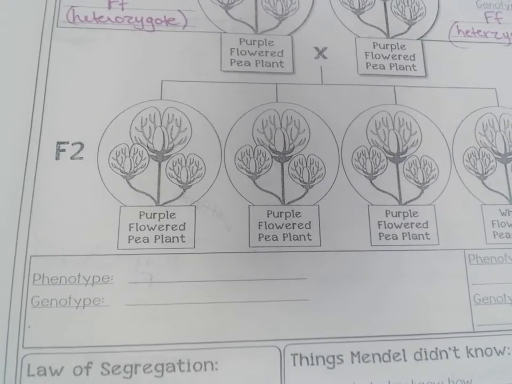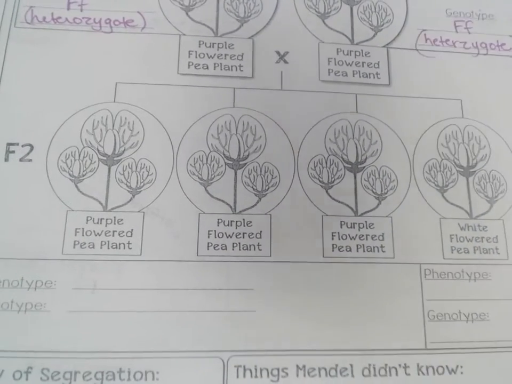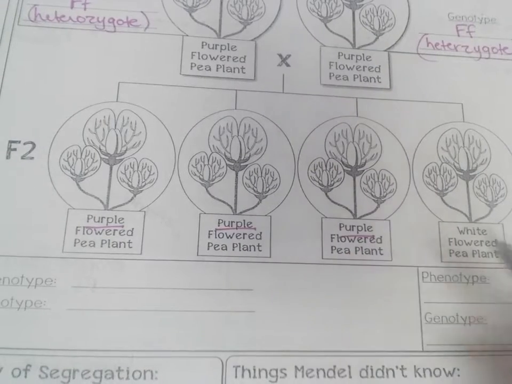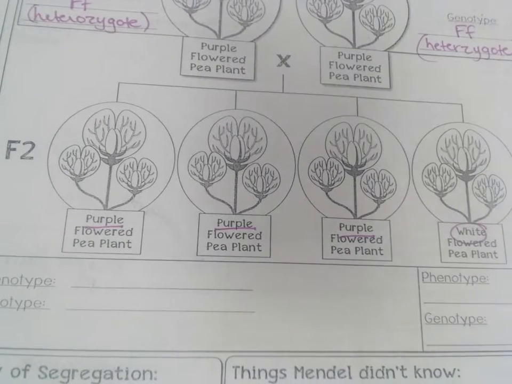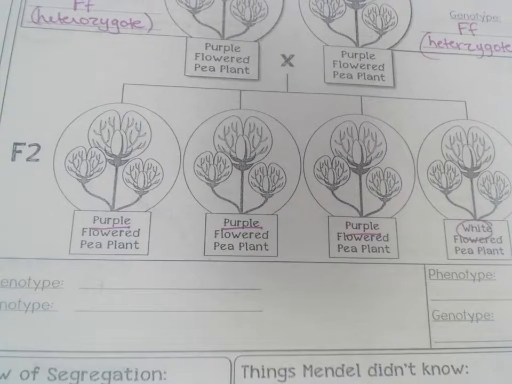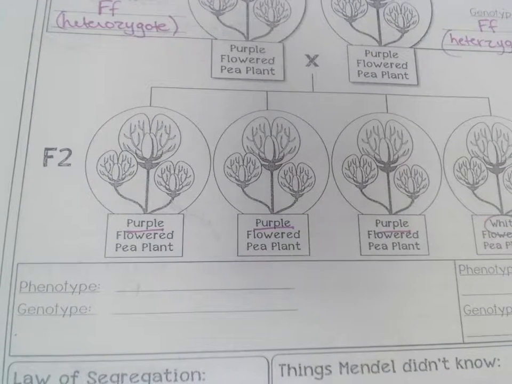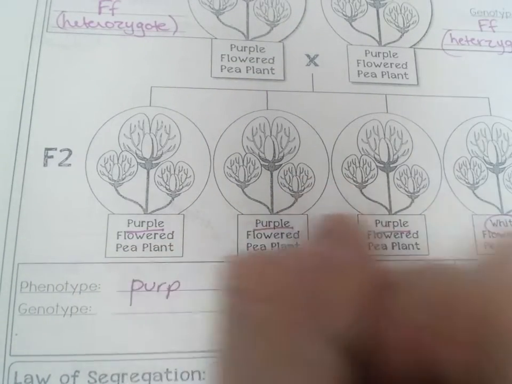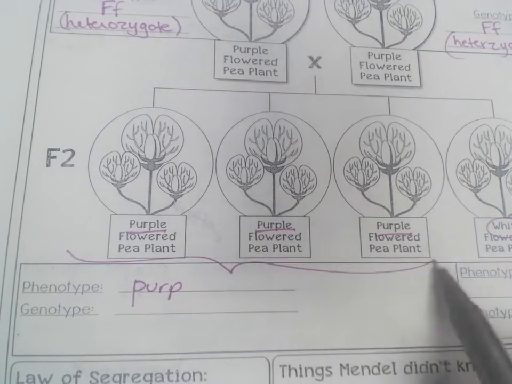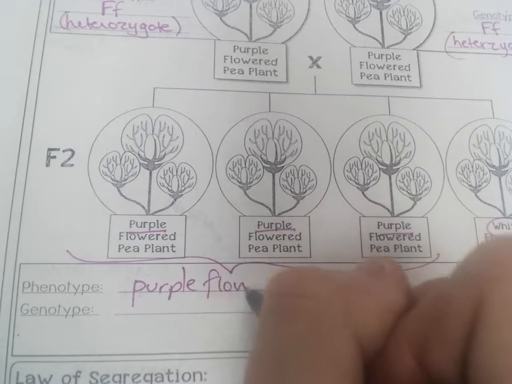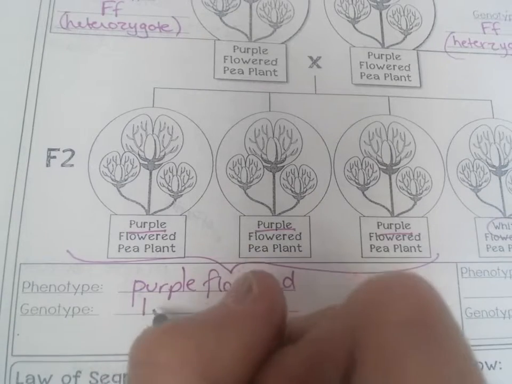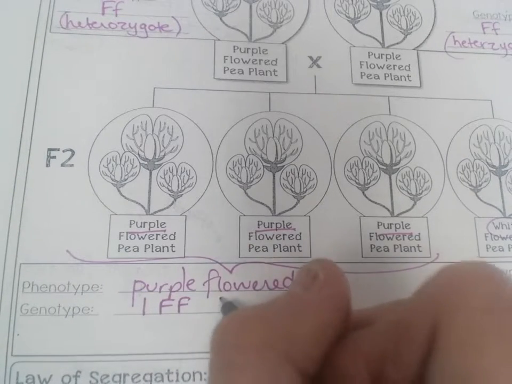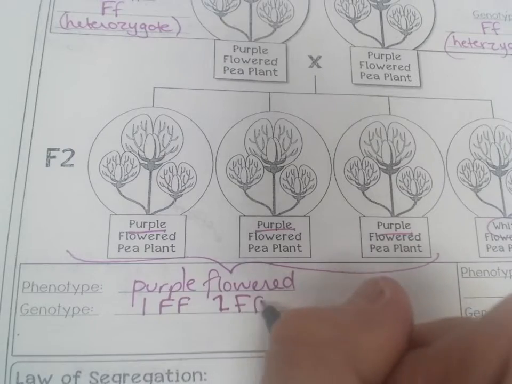Okay? Now, notice down here what we have. We ended up with 1, 2, 3 purple and 1 white. Interesting. I can do a Punnett square for that in just a minute, but let's go ahead and write the words to this. So the phenotype that comes out of this cross is we've got this phenotype for these three is purple flowered, but one of them, and we'll see this in a second, is big F, and 2 of them are big F, little f.